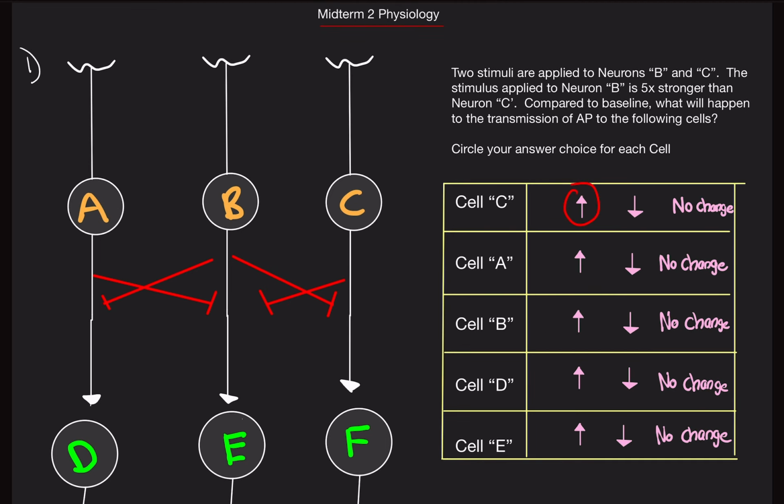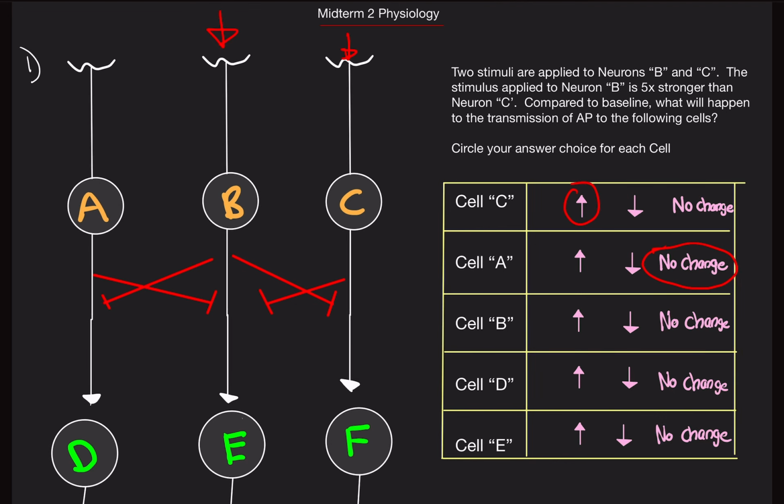What about cell A? Well, cell A has nothing applied to it, so it's going to be no change. Because we had stimulus applied here, and this one's like 5 times stronger, there's nothing here, right? So no change compared to baseline. Cell B, that's also in the question. It's higher. I said there was a stimulus 5 times stronger. So we are applying the stimulus, which means more action potentials are going to be fired.